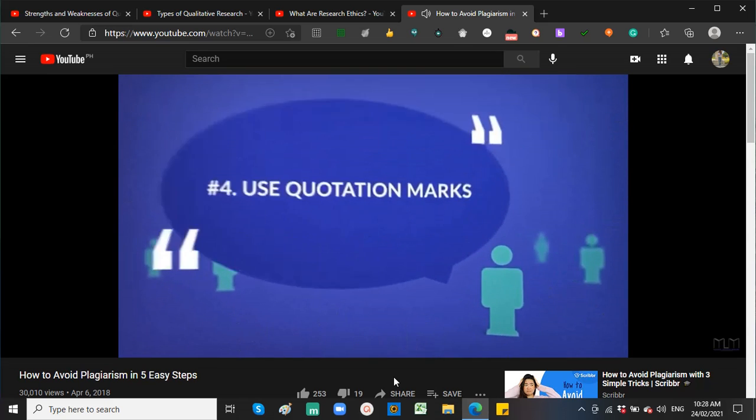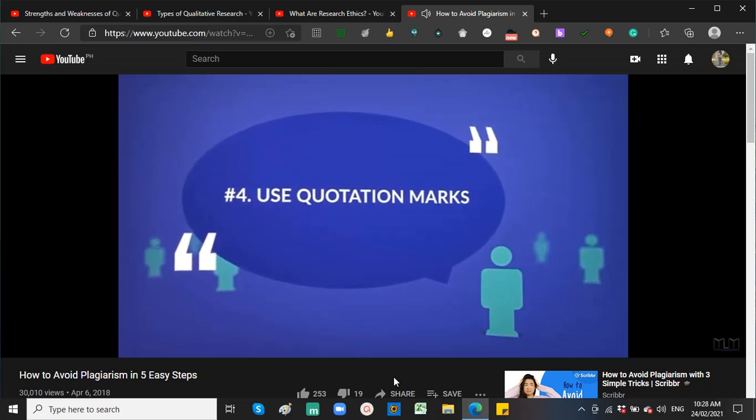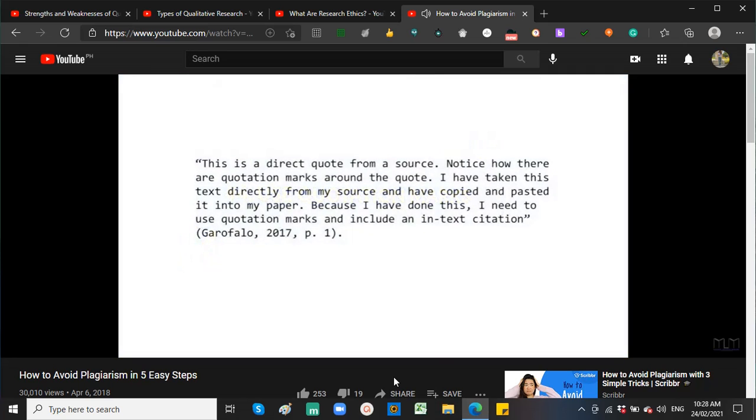Number 4. Use quotation marks. If you're putting information into your paper that you took directly from a source, be sure to put quotation marks around that information. This tells the reader that you're quoting directly from your source.